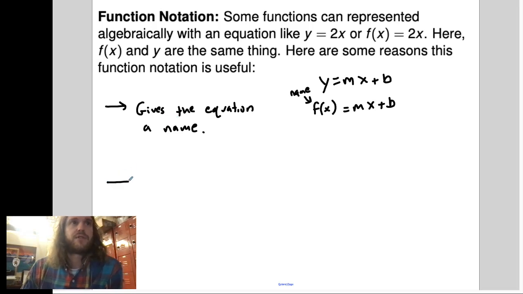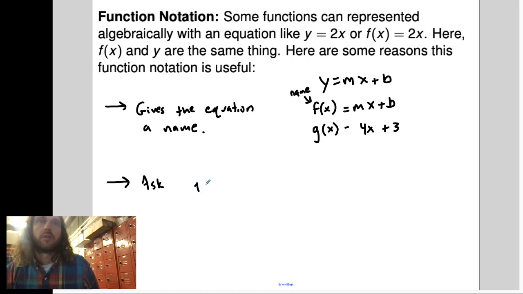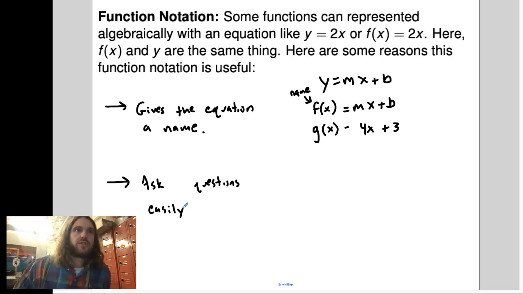Ooh, look how f differs from g of x or something along those lines. I'm going to make a g of x, okay? Let's say g of x is a line. Let's say it's 4x plus 3. All right? We're going to say it is 4x plus 3. It also allows us to ask questions easily.